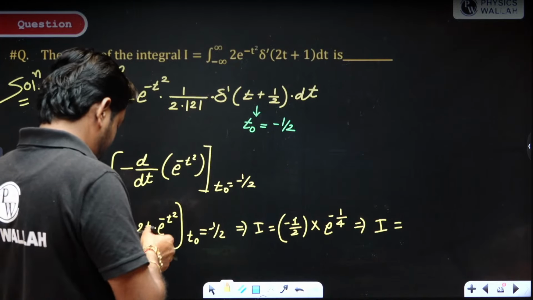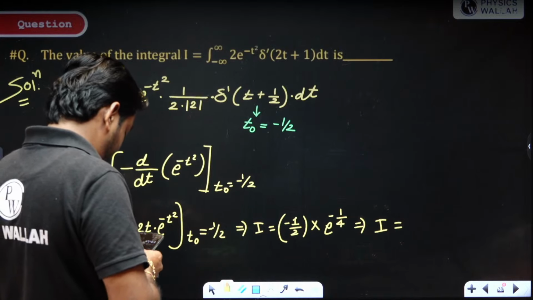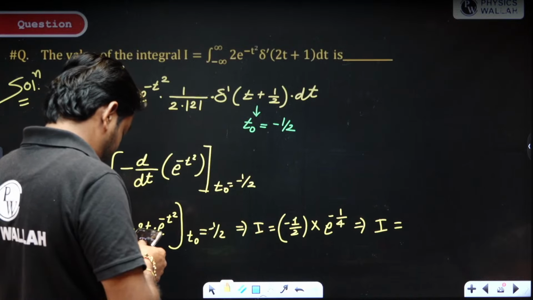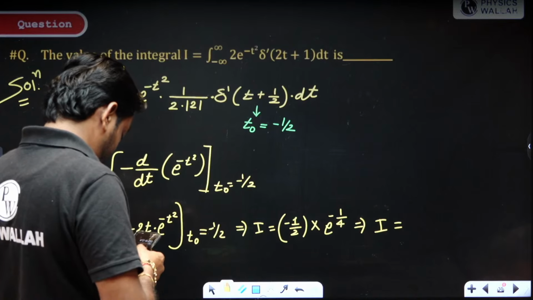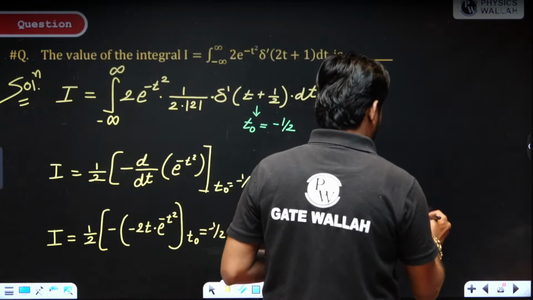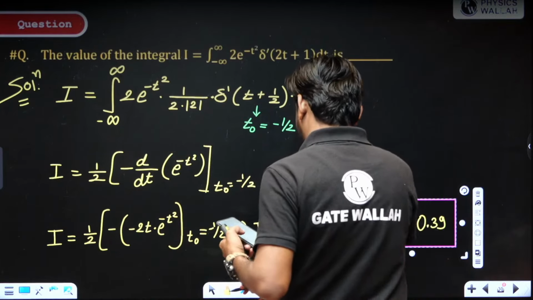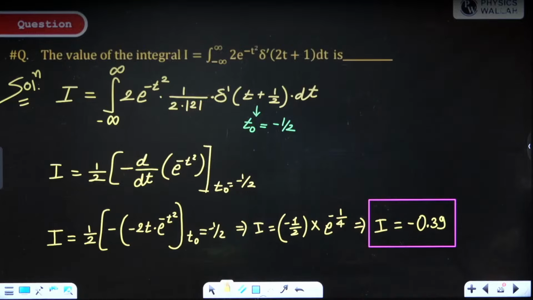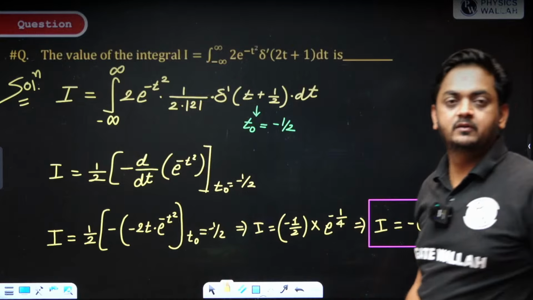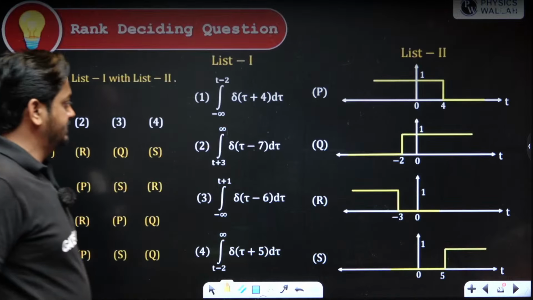So here e to the power minus 0.25 divided by 2, minus 0.39, yes, minus 0.39, guys. Got it? Yes. So minus 0.39. Very good. Minus 0.39 is the correct answer. Okay, minus 0.39. Now see, this is also a rank deciding question.